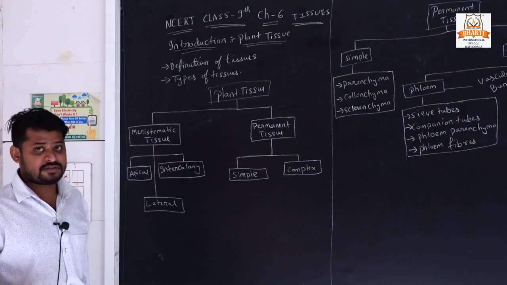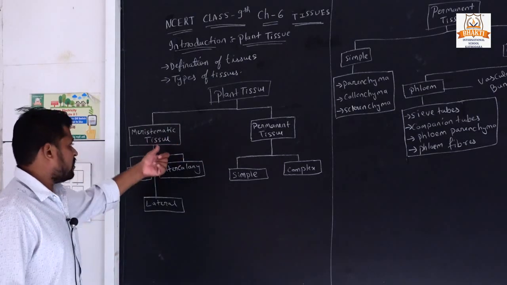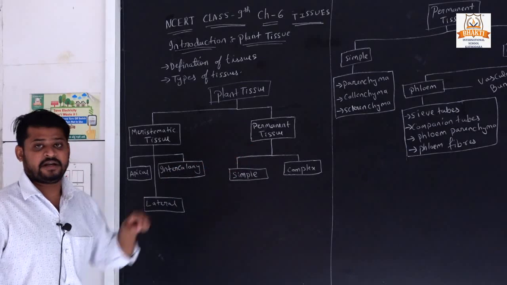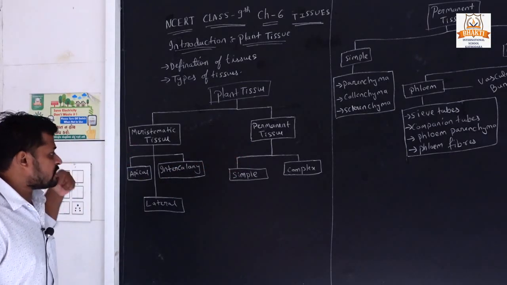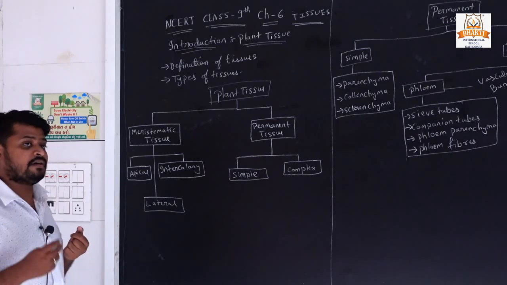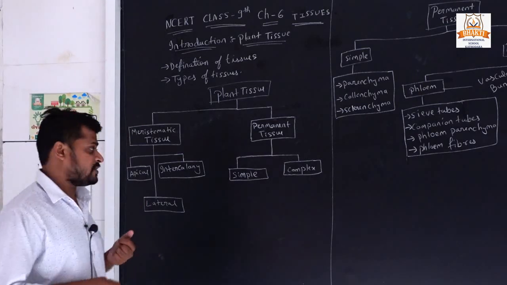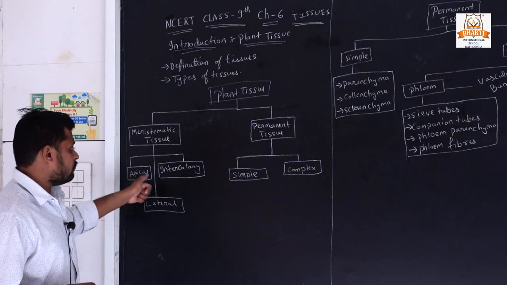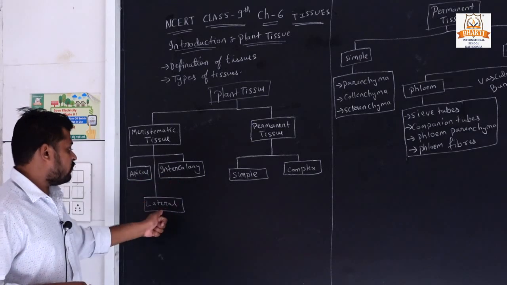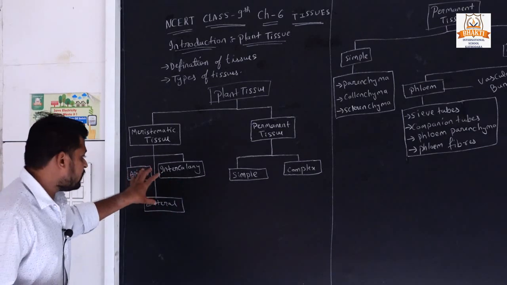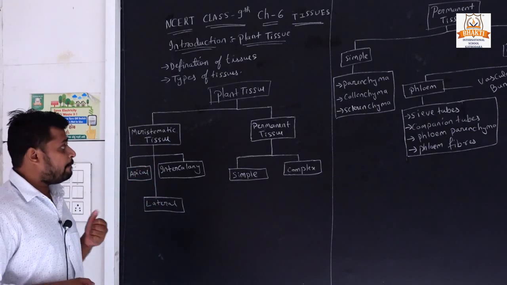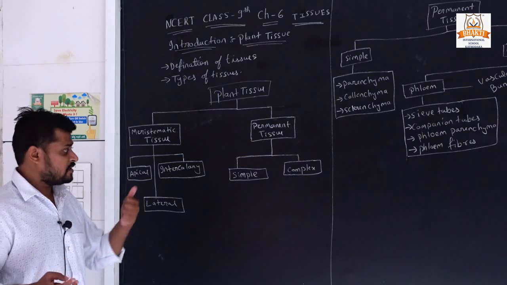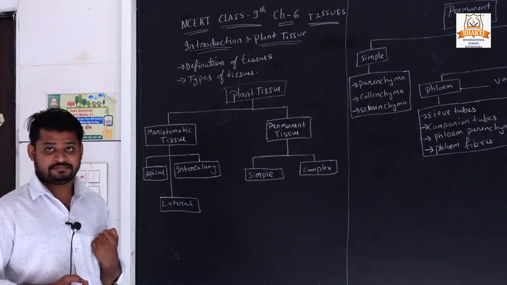First we will see what we are going to study in plant tissue. Plant tissue has two subparts, one is meristematic tissue and one is permanent tissue. Meristematic tissue is also categorized into 3 subparts: one is apical, one is intercalary and one is lateral. So these 3 parts are contained in meristematic tissue, and permanent tissue has 2 parts, simple and complex.